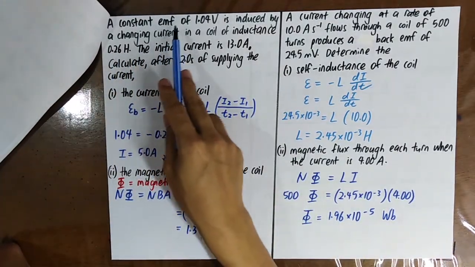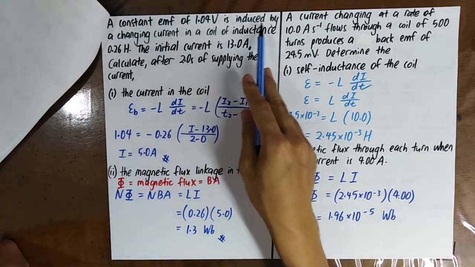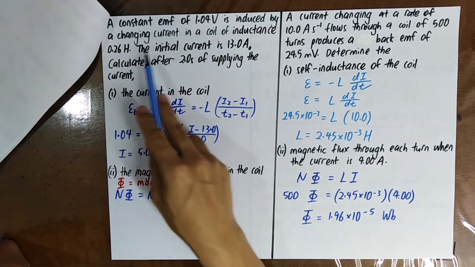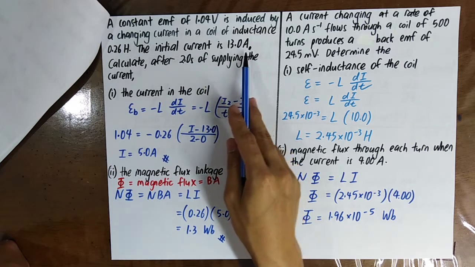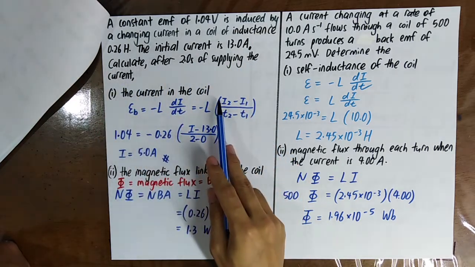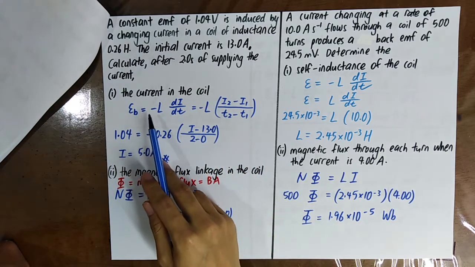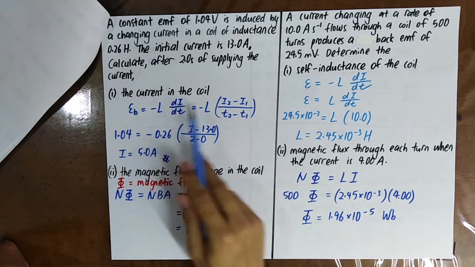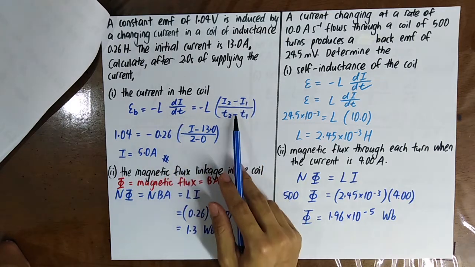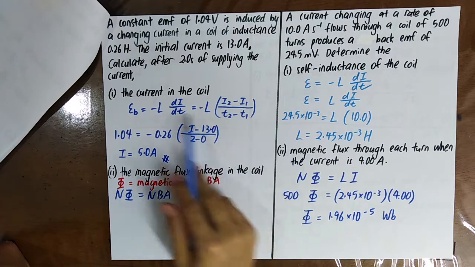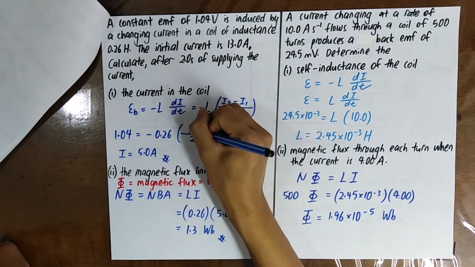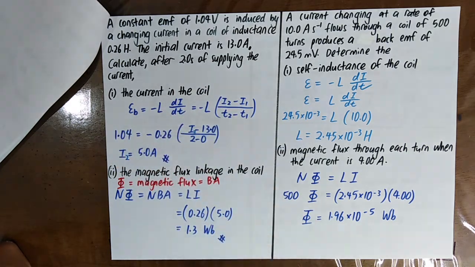A constant EMF of 1.04 volts is induced by a changing current in a coil of inductance 0.26 henry. The initial current is 13 amperes. Calculate the current after 2 seconds of supplying the current in the coil. Okay, so E equals negative L di/dt, and di is the final current minus the initial current, dt is the final time minus the initial time. Therefore, you can get the final current. The final current I denote as I2.